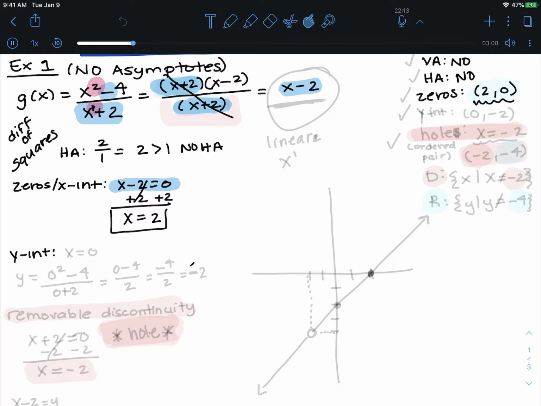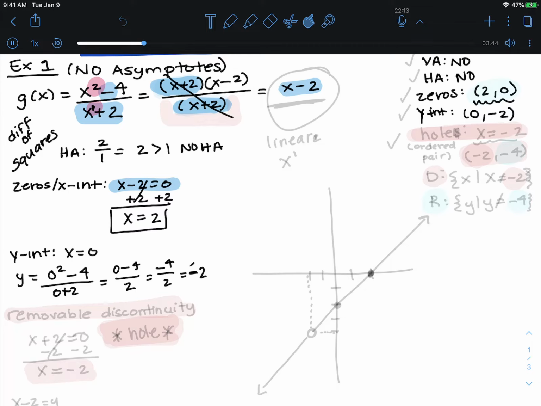Now we look for the y-intercept. For the y-intercept, you make x equal to 0. So I get y equals 0 squared minus 4 over 0 plus 2. Well, 0 squared is 0, minus 4 is negative 4, and 0 plus 2 is 2, so negative 4 divided by 2. A negative divided by a positive is going to be a negative, and 4 divided by 2 is 2. So my y-intercept is going to be 0, negative 2.